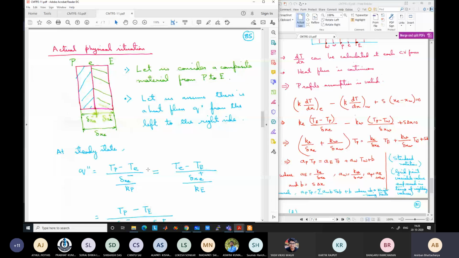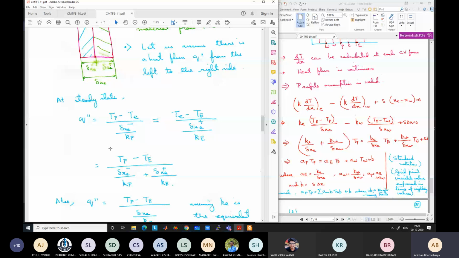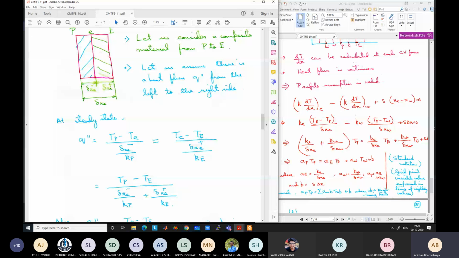If you assume that there is an equivalent conductivity for the entire composite material, if you do not distinguish between the parts and say that the equivalent conductivity is K small e for the entire domain from here to here, I can also write the heat flux as T capital P minus T capital E by delta Xc, the entire distance, by K, based on the entire volume. This is the average value.